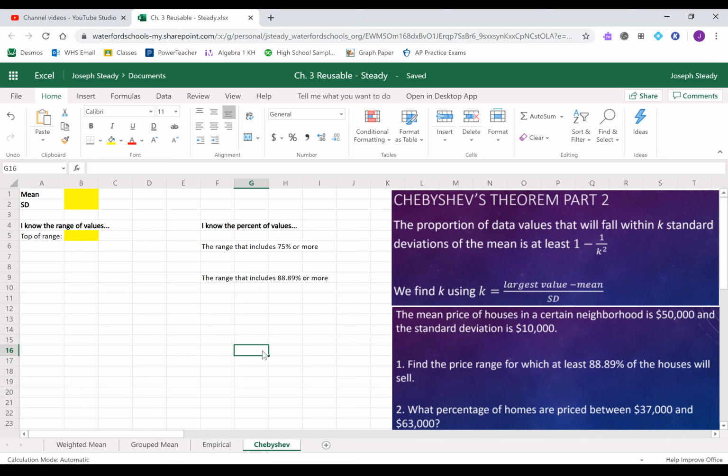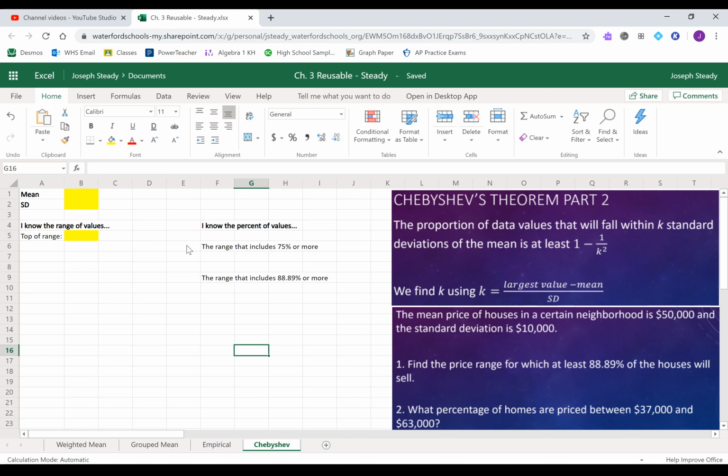In this video, we're going to go over how to use Excel to help us with calculations involving Chebyshev's theorem. Remember, Chebyshev's theorem is the theorem we have to use when we don't know that our data set is normal, or we know that it is not normal. And the first part of Chebyshev's theorem works out really similarly to the empirical rules, and that's where we want to know, hey, what range of values includes a certain percentage of the data.